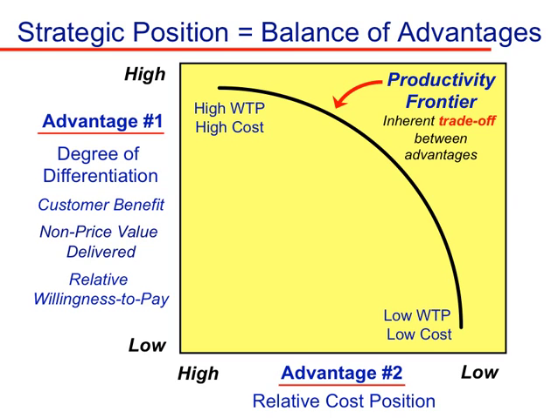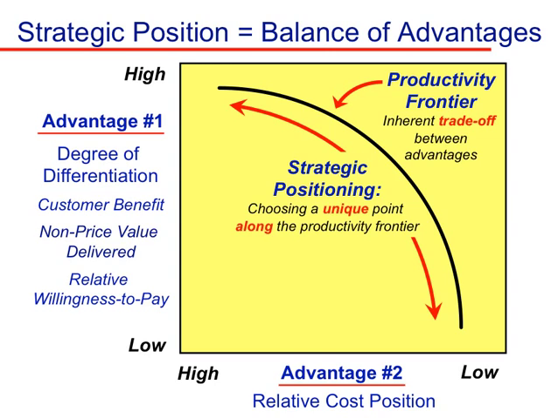And whereas we said the frontier goes from high willingness to pay and high cost at one end, to low willingness to pay and low cost at the other end, assuming in this particular example that we're balancing off the two advantages of degree of differentiation and relative cost. And then there are various positions in between that have a medium willingness to pay and medium cost.